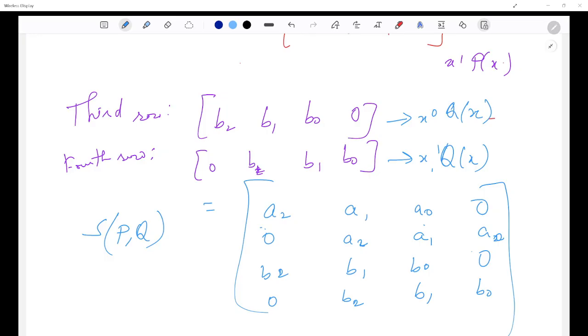We have to arrange p and q in descending power order. If we have a naught, a1, a2 coming in, then it is ascending power order, and the Sylvester matrix is not done that way. It should be descending power order.